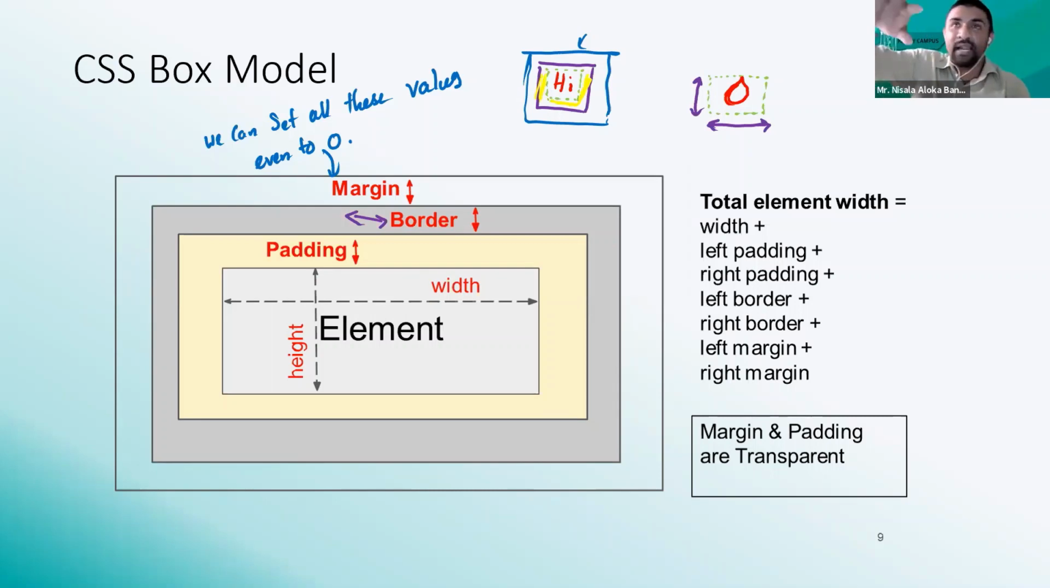On the right-hand side, you have a little bit of an explanation. Total element width: the width of the element, left padding, left border, right border, left margin, right margin. You have to add all of these things together to find how much space the element is going to take. I hope you understand. I'll give you 1 minute to ask if you have any questions, because it is really important for you to understand this box model before going forward. Ask me if you have any questions.